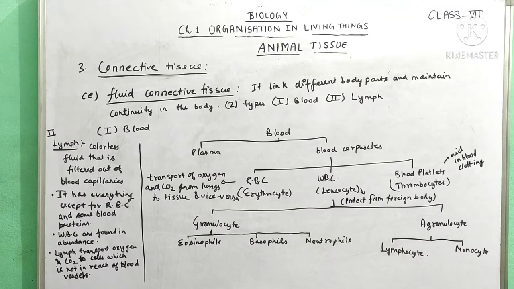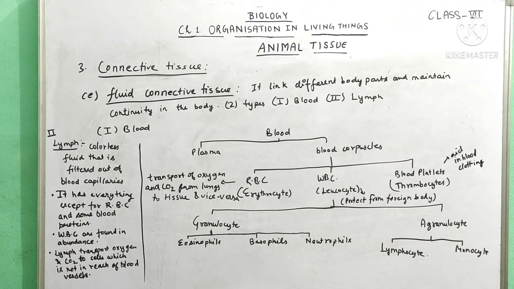The plasma forms the matrix of the blood and it is liquid in nature, and the blood corpuscle contains RBC, WBC and blood platelets. RBC are also known as erythrocyte, WBC is known as leukocyte and the blood platelets is known as thrombocytes. The function of RBC is to transport oxygen and carbon dioxide from lungs to tissue and from tissues to the lungs, vice versa respectively.